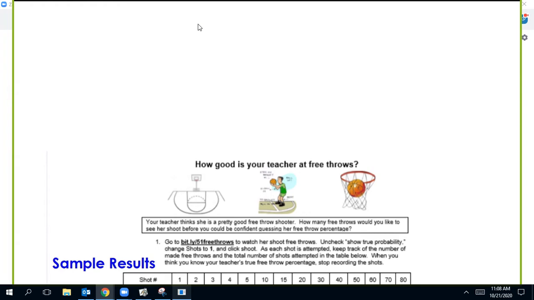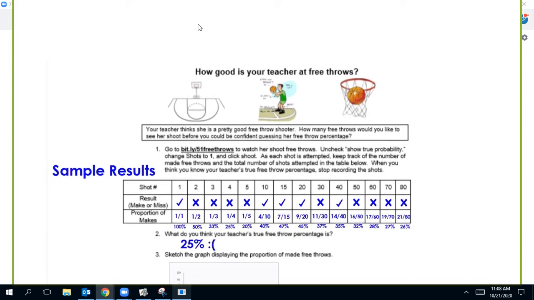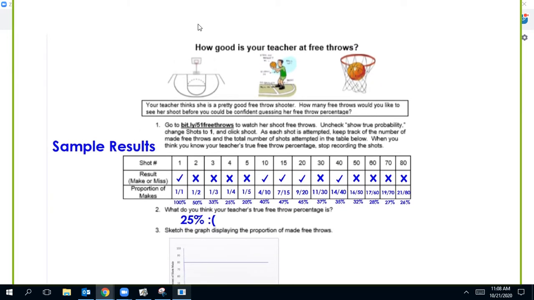Okay, so the main thing to remember is that these are sample results, not your results. So everyone's had different shots being taken, different probabilities, and these are the results that I got when I did the activity. They're different than yours. So you don't need to be copying down this page. I'm going to write varies in my blue.